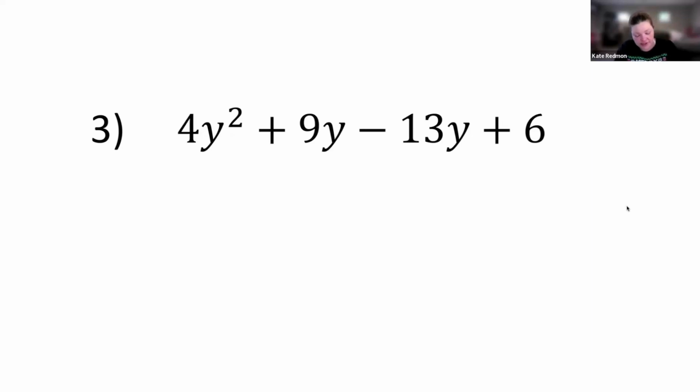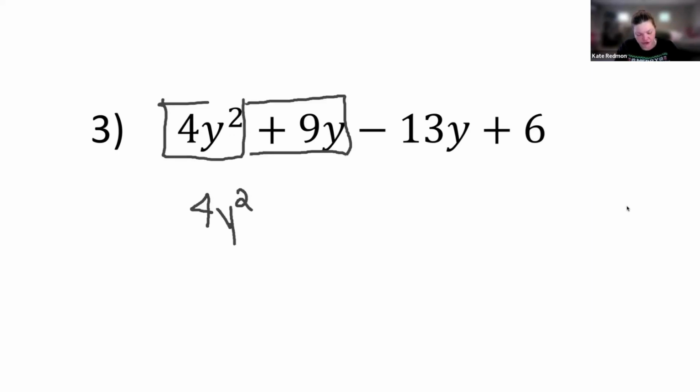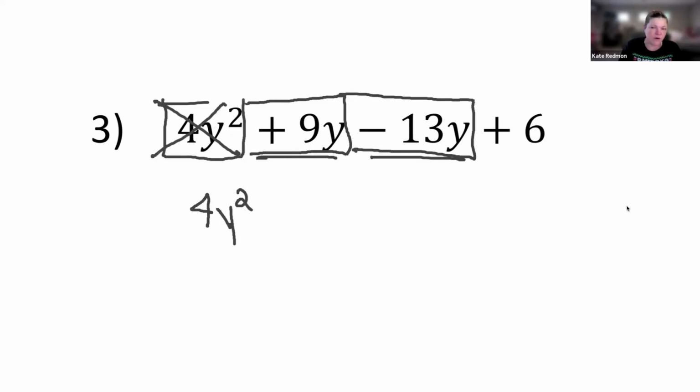So notice that this is the only y squared term, and so nothing else will combine with it. I'm just going to have 4y squared. Now I do have two plain old y terms, positive 9y and minus 13y. Those can combine.